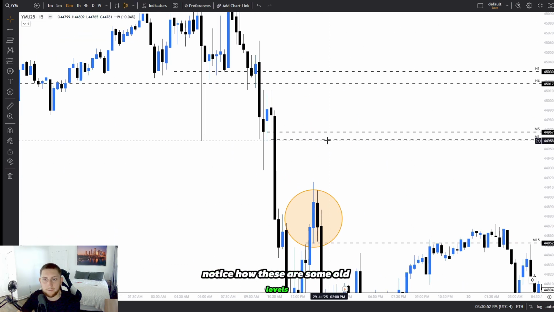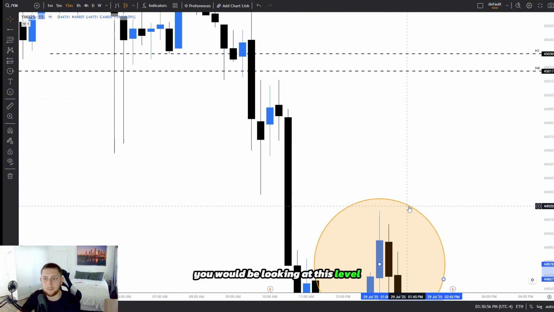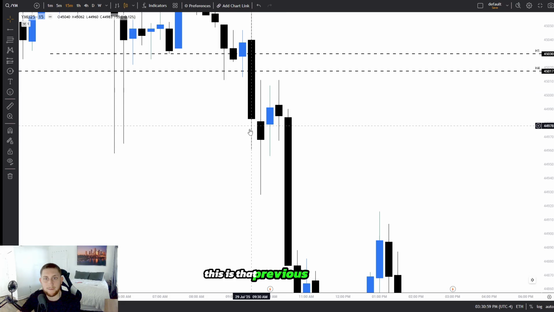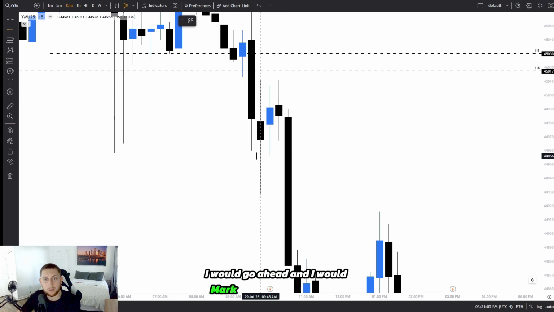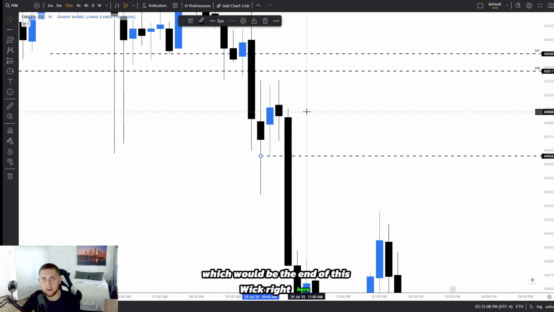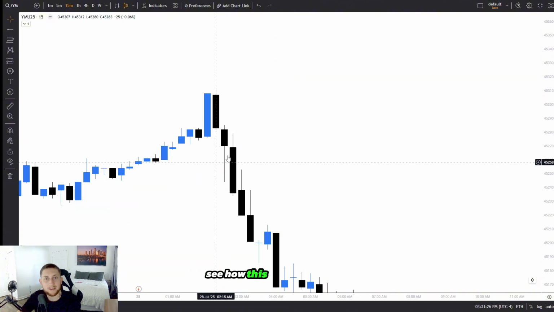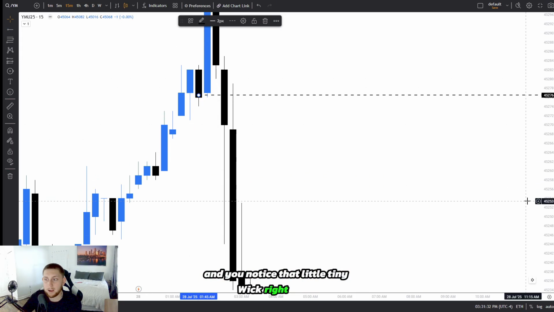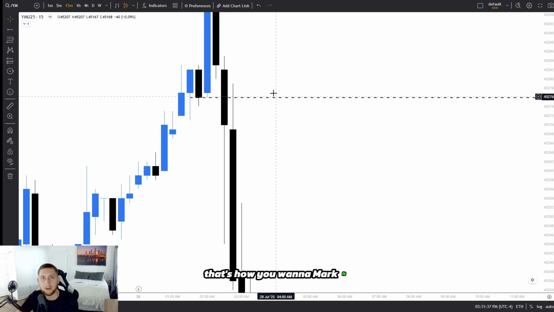Notice how these are some old levels I had marked up right here. You would be looking at this level right here. This is that previous contrary candle before the drop down. I would go ahead and I would mark the very lowest point, which would be the end of this wick right here. Here's another example of a level of supply that doesn't have a big wick or anything. See how this is that previous contrary candle before the move down? I would still go ahead and mark the bottom, and you notice that little tiny wick right there. I'm going to go ahead and mark that still. That's how you want to mark it accurately.